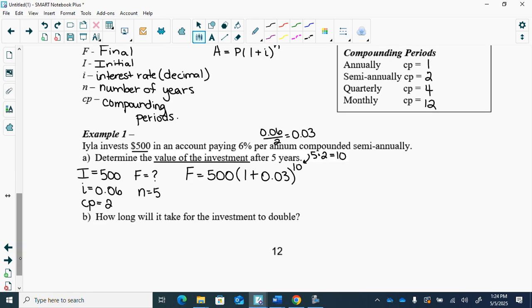So we're going to get F equals 500 bracket 1.03 to the 10. And we know we're increasing because it's 1.03. So the final is 671.96.